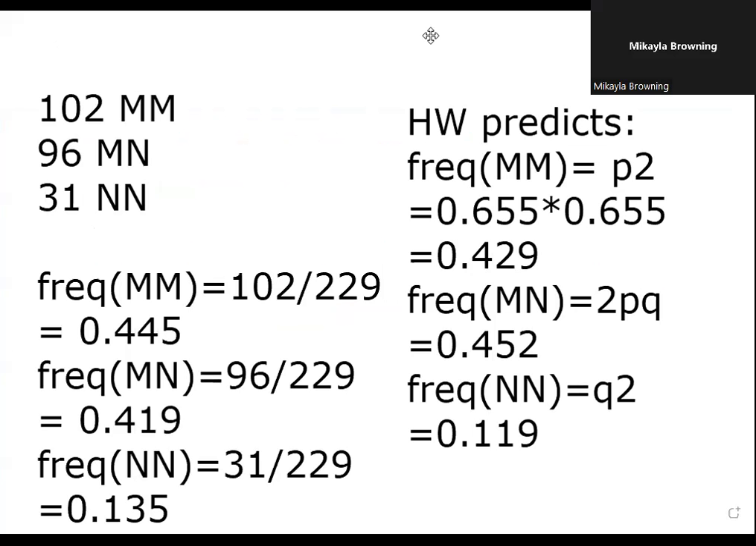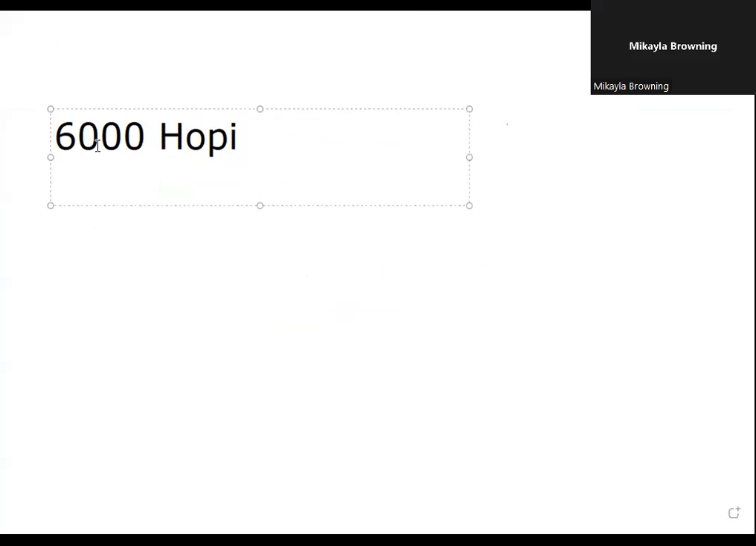Whiteboard, and clear all of this. So we know that we have 6,000 Hopi in the population that was studied by Wolf and Ducapo. 26 albino.